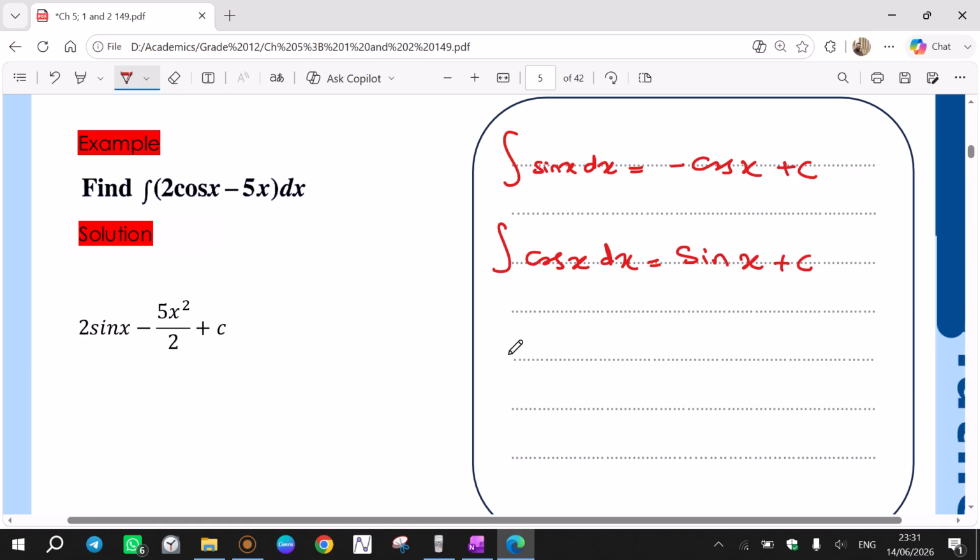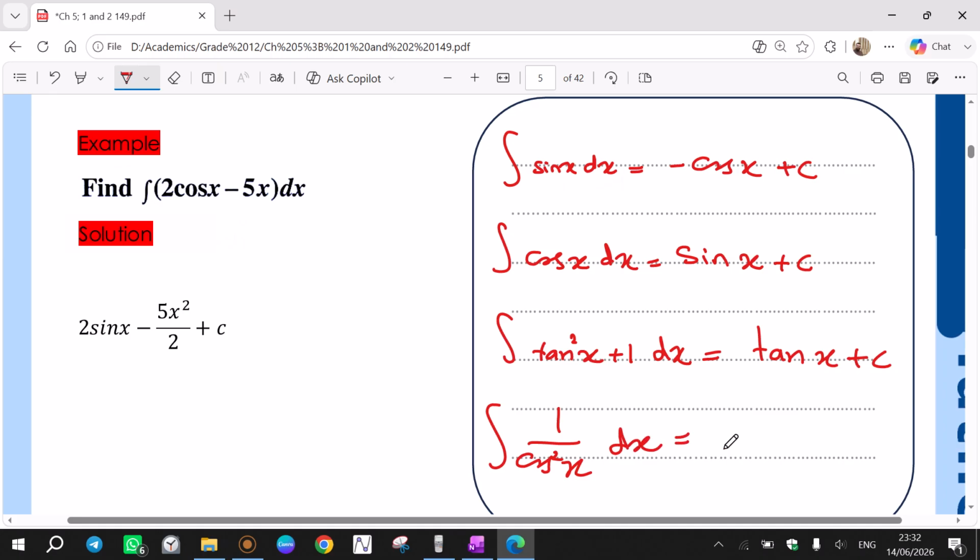Tan has two possible integrals. One of them integral of tan square x plus 1. That is the derivative of tan. If I do integral, which is antiderivative, I'll get the tan back, tan x plus c. And also integral of 1 over cosine squared x dx is going to be tan x as well, plus c. So far for trigonometrics, we have these 4 rules.